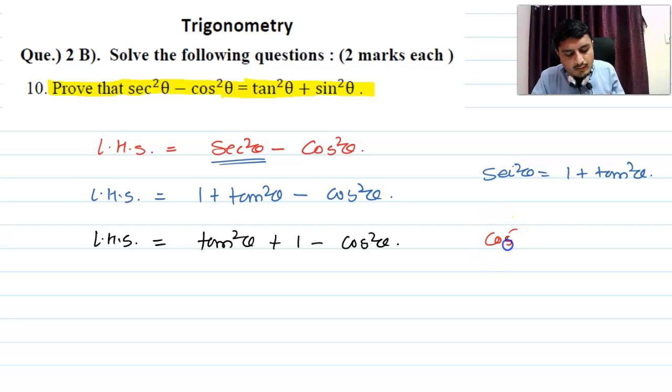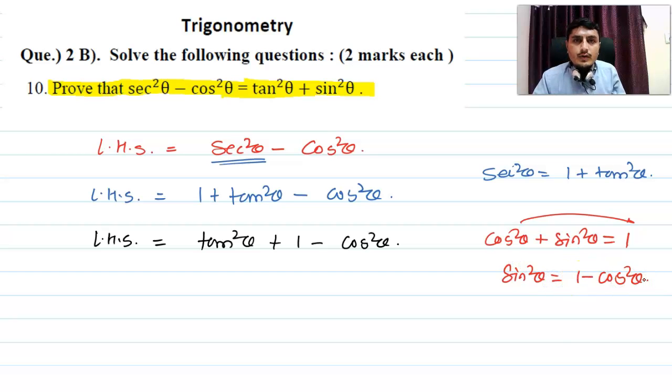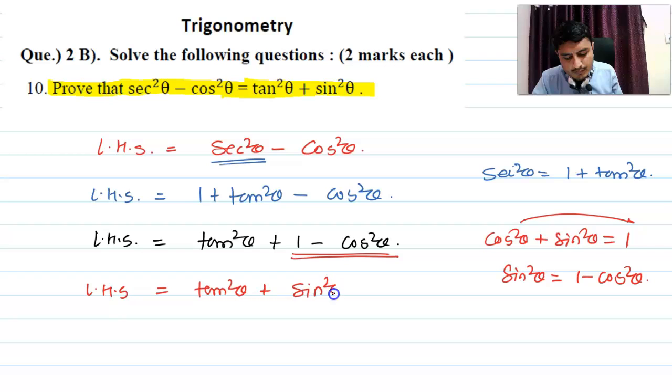Now as per the trigonometric identity, we have cos square of theta plus sin square of theta equals 1. Once we shift the cos square of theta from LHS to RHS, for sin square of theta we have 1 minus cos square of theta. So from now, the LHS 1 minus cos square of theta we can replace by its value. As per the identity, we are getting sin square of theta.